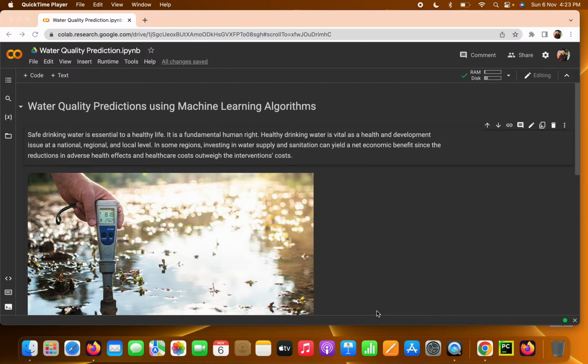New particular project that is basically a water quality prediction. This is one of the most important projects for machine learning algorithms, even for everyone. Whatever water we are drinking, whether that particular water is really good and healthy, or it's really bad water. On the basis of n number of features, we are going to see this in more detail.